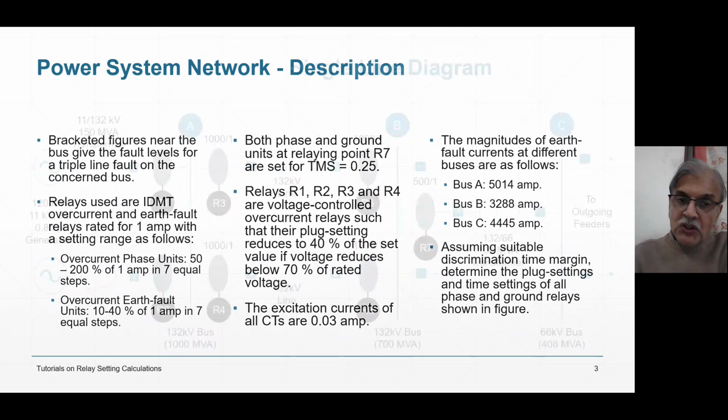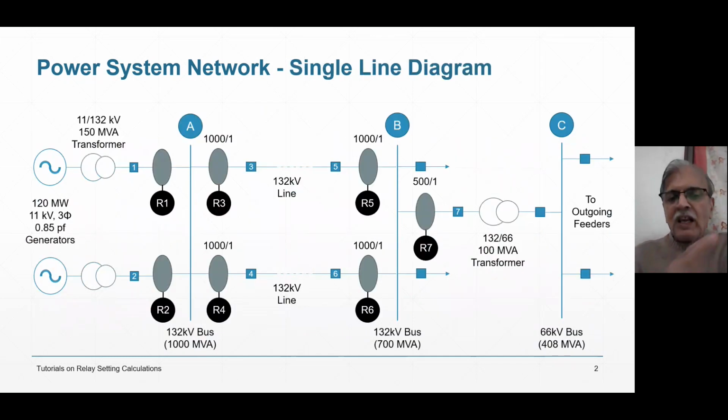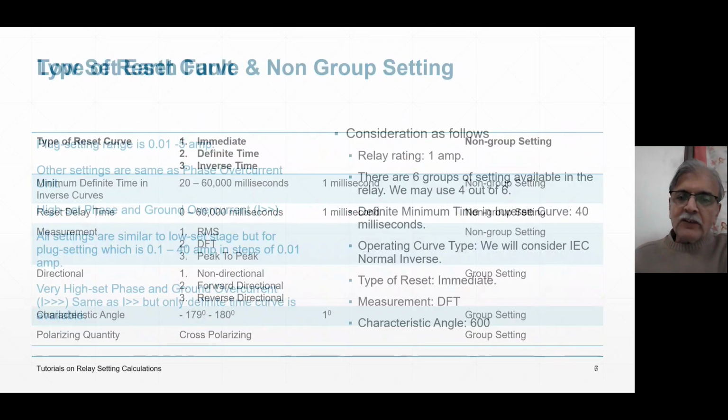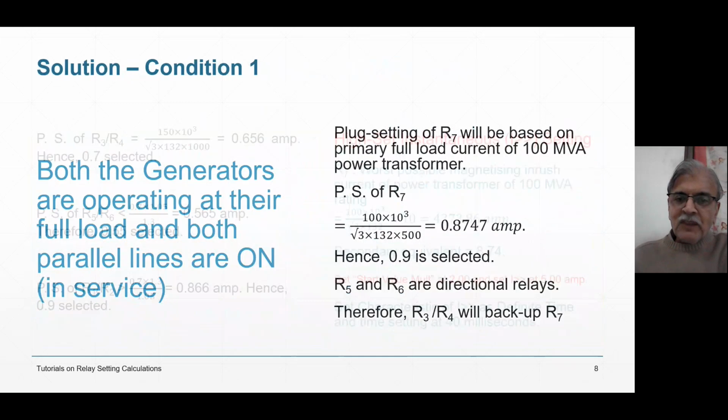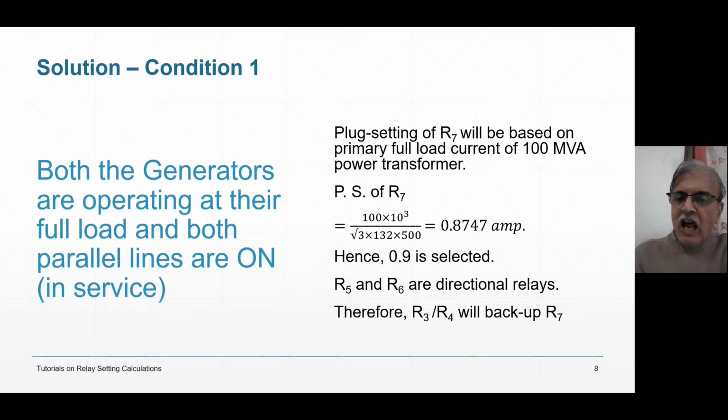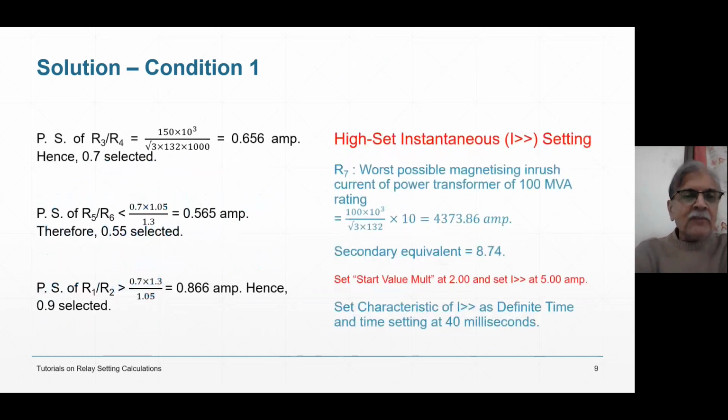Therefore, R3 or R4, or R3 and R4 both, will give backup to R7. So after R7, I have to go for the plug setting of R3, R4 and then return back to R5, R6. That's what I will be doing. So my friends, I'm doing that exercise: R5 and R6 are directional, R3 and R4 will back up R7. So PS of R3 and R4, what? It is based on 150 MVA, 1 GT, right? Because both transmission lines are on.